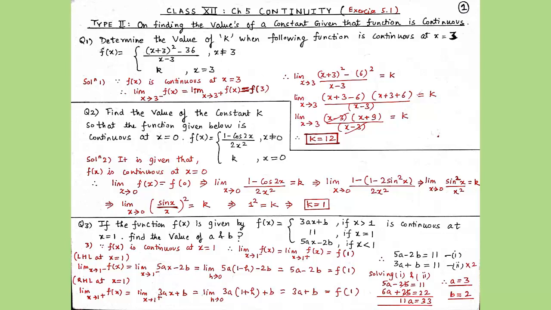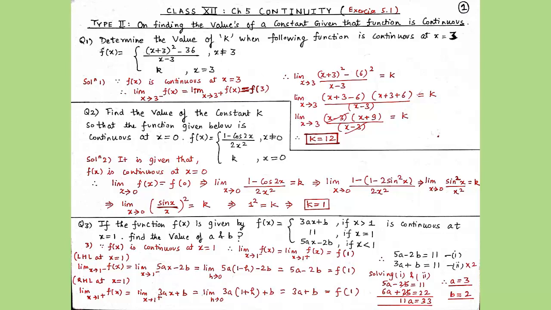And now student, on solving the numerator, we know that a squared minus b squared is (a plus b) into (a minus b). So here we can write this as limit x tends to 3 and in the numerator (x plus 3 minus 6) into (x plus 3 plus 6) upon x minus 3 is equal to k. So from here we get limit x tends to 3 of (x minus 3) into (x plus 9) upon x minus 3. So from here x minus 3 will get cancelled out, and when we put limit x tends to 3 in place of x, we get 9 plus 3, which is equal to 12. So student, k is equal to 12.